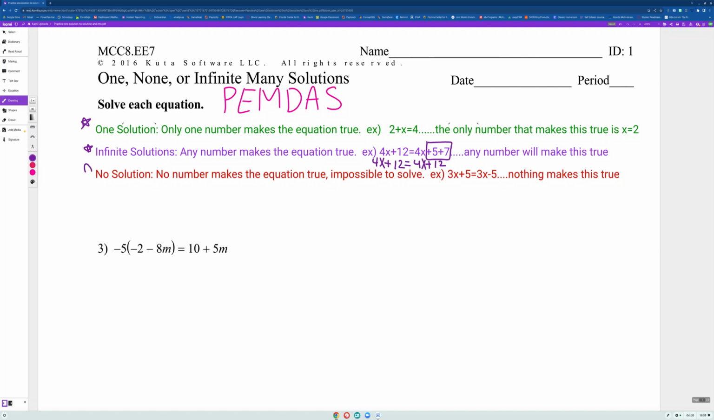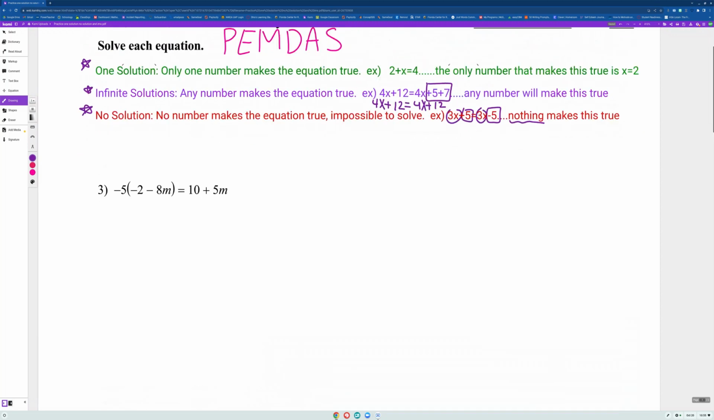And then I'm going to have some equations that have no solution. This means that absolutely no number will make this equation true, and it's pretty much impossible to solve. So if I have 3x plus 5 is equal to 3x minus 5, these are eventually going to cancel out, right? And so are these, okay? So nothing will make this true. So let's go ahead and take a look at our first one.